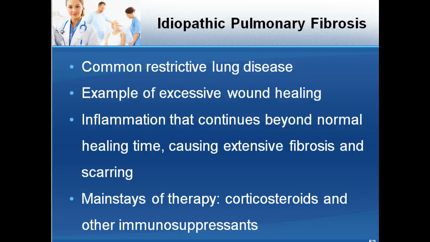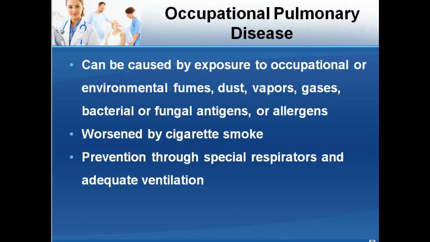Another type of the disease is idiopathic pulmonary fibrosis. It's a common restrictive lung disease. It's an example of excessive wound healing, and if you think about the way that this sounds, it's like that. Inflammation continues beyond normal healing time, causing extensive fibrosis and scarring. Mainstays of therapy are corticosteroids and other immunosuppressants. So that's basically all they're doing: corticosteroids and immunosuppressants.